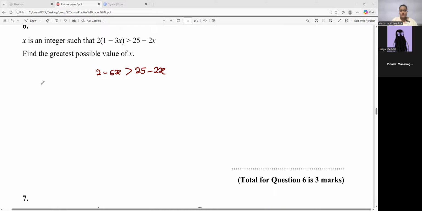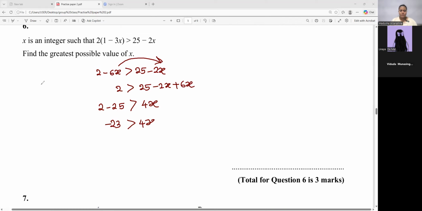Now I'm going to take it to the other side. Then it will become plus, no? 25 minus 2x plus 6x. Then move the numbers to the other side. Minus 2x plus 6x has different signs, so subtract and take the sign of the bigger number. This side it's minus. Divide both sides by 4.